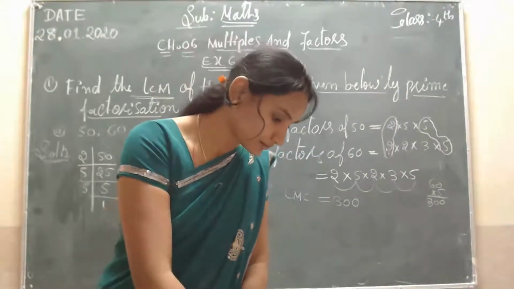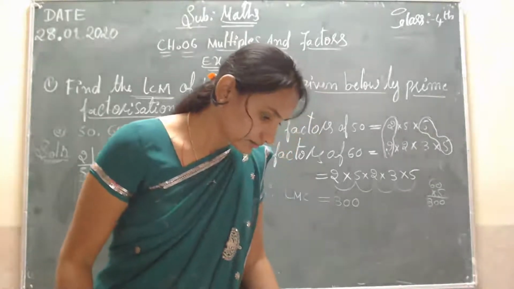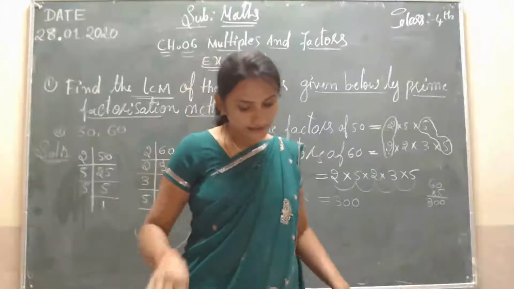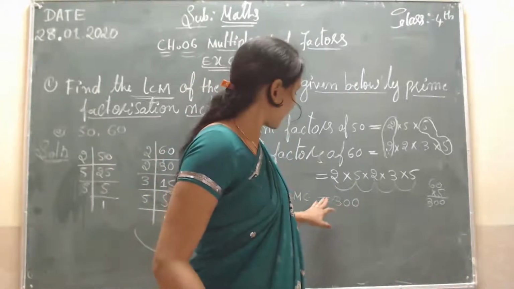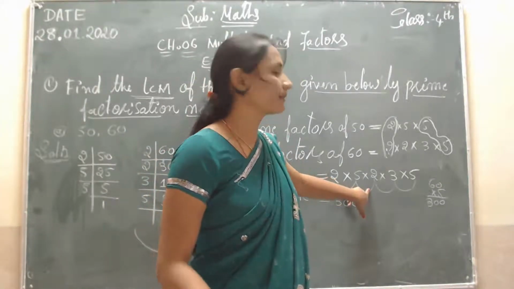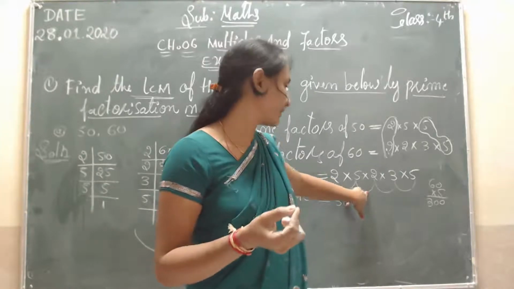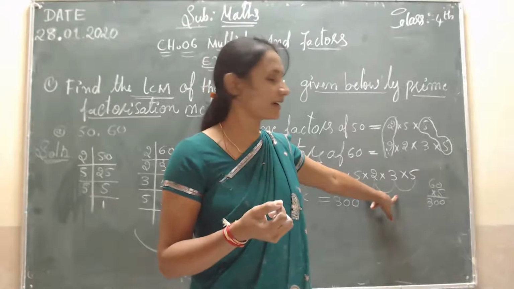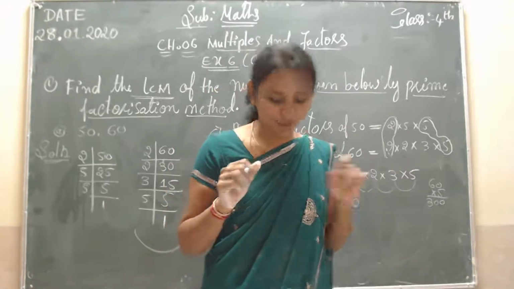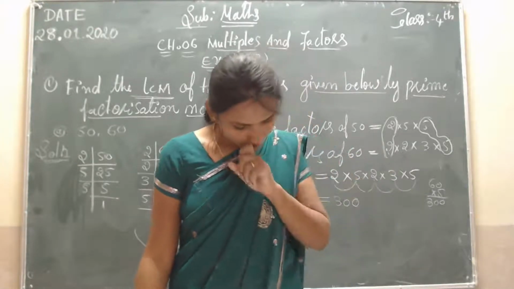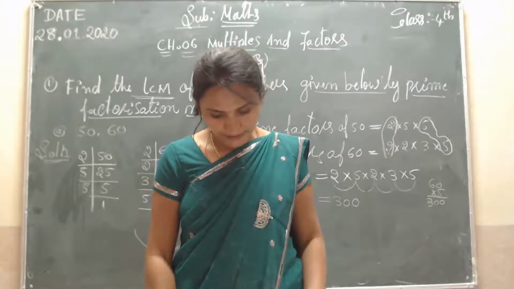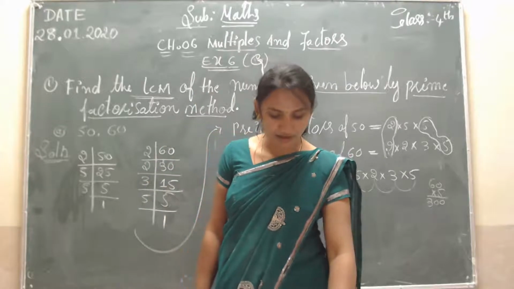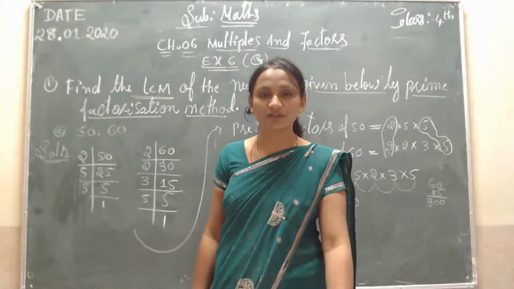Okay, so next. Students, you already know how many times 2 is multiplied: 2 times, or 2 times occupied. 5 also occurs 2 times. 3 is only 1 time. Okay, so next. Students, in this exercise, question number D is different. This question also I will solve now.